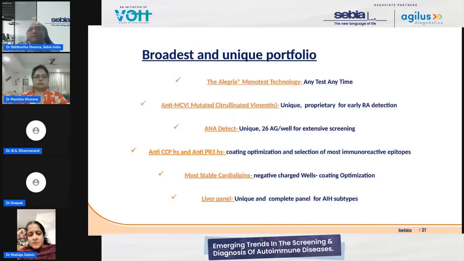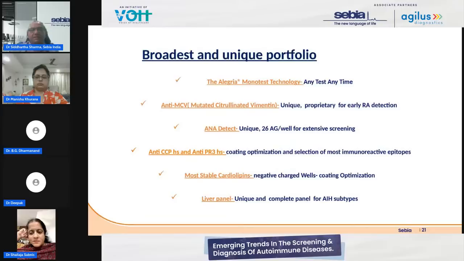So number one, the instrument itself or the technology, the Allegria Monotest technology: any test, any time. So no need of batching, improving the TAT of the autoimmunity testing. You are getting results within 100 minutes. So not even same day, even a half day reporting is possible. Anti-MCV is a unique proprietary marker for early rheumatoid arthritis detection.